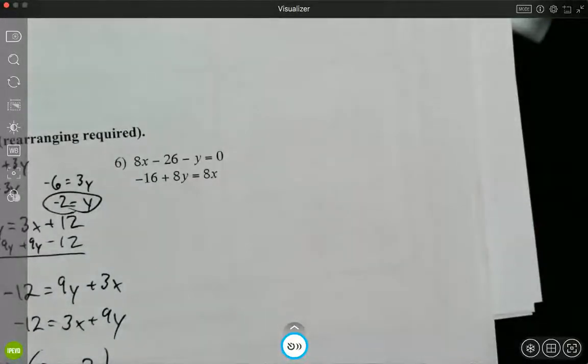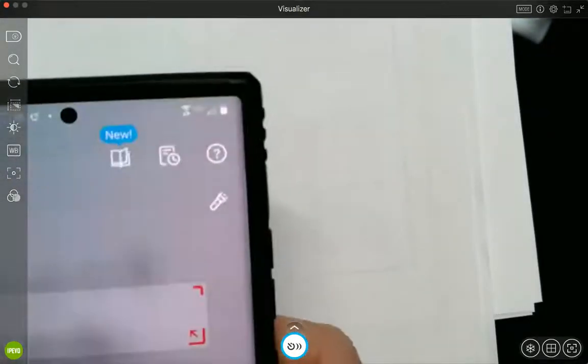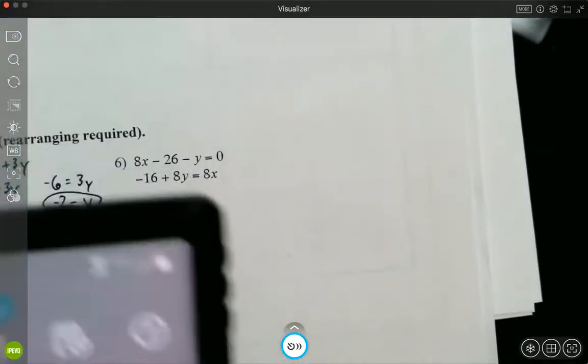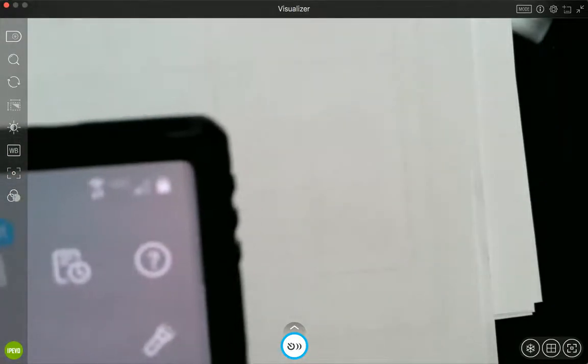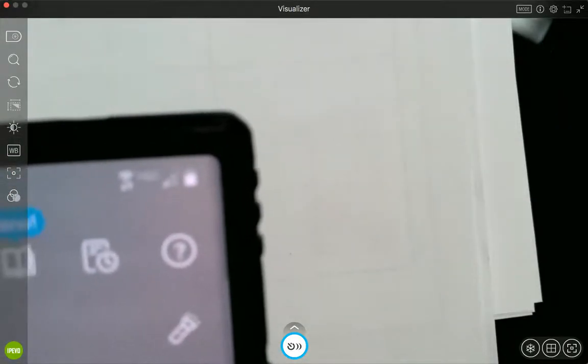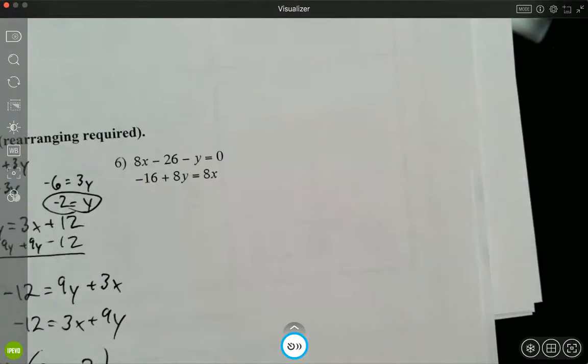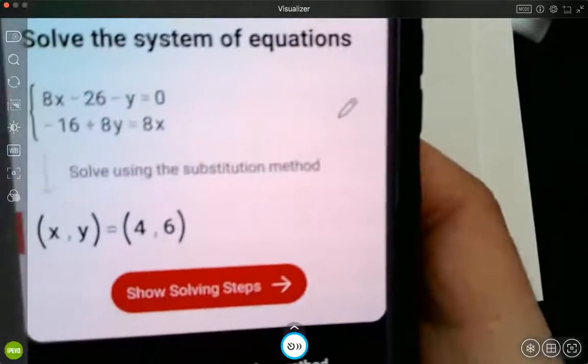Actually, before you go, where's my phone? Let me just Photomath number 6, just so you know where you're supposed to go with that one, because that one's kind of tricky. Not that you're going anywhere, unless you turned off the video already. Sorry, I'm using my Photomath app. Okay, yeah, you should get 4, 6 for number 6.